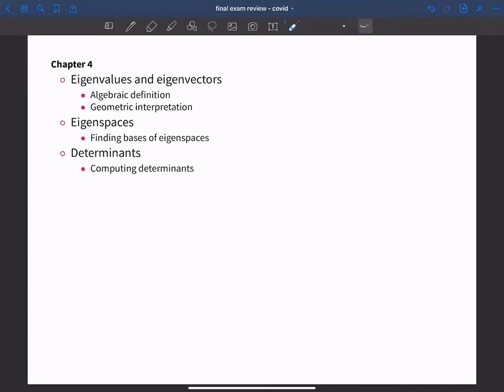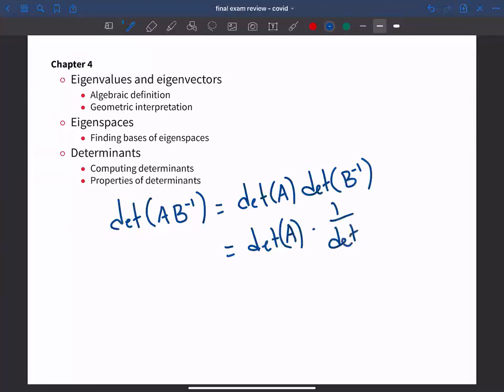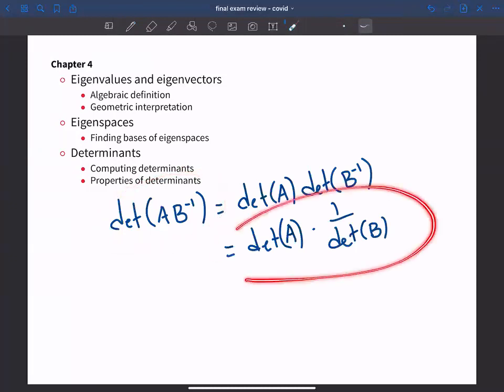We talked about determinants. You should know how to compute determinants. You should know properties of determinants. So for example, the determinant of A times B inverse, if we break this up, this is the determinant of A times the determinant of B inverse, but the determinant of B inverse is the same thing as 1 over the determinant of B. So you should be able to see something like this and split it up like this. That's what I mean when I say properties of determinants.